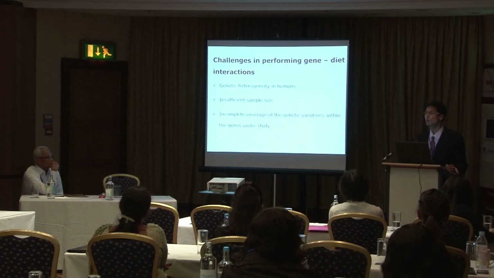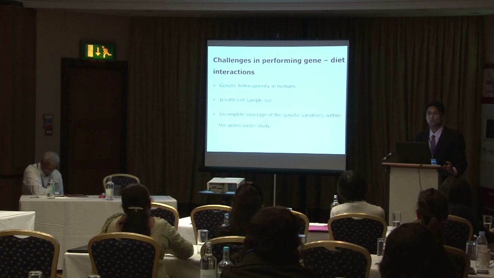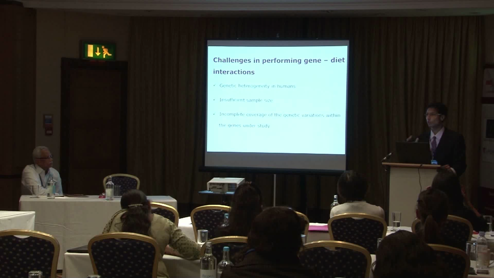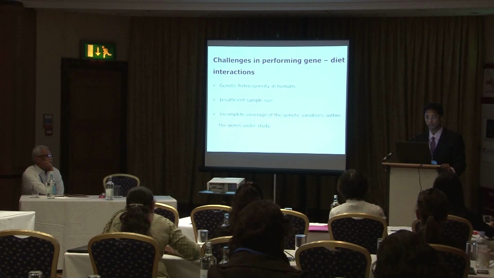So there's one way to overcome this problem, that is this approach called the tagging polymorphism approach. There could be 10 or 12 genetic variations that represent the entire genetic variation within the gene. So if you genotype those 12 genetic variants, that will represent the entire gene, which is called the tagging polymorphism approach. So one way to do this is to capture all the genetic variation. That will explain the true role of the gene in obesity or any disease for that sake.